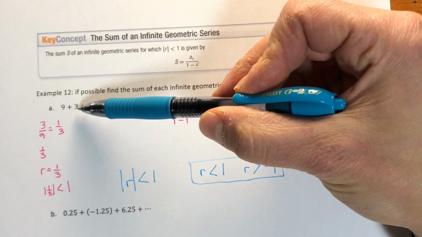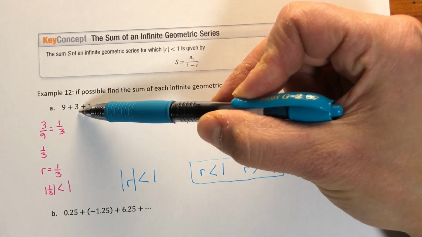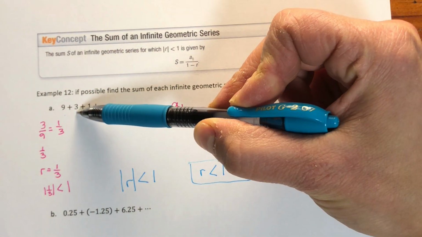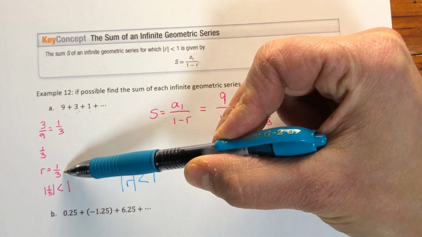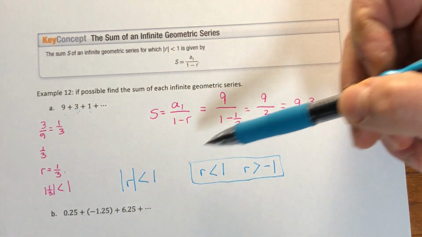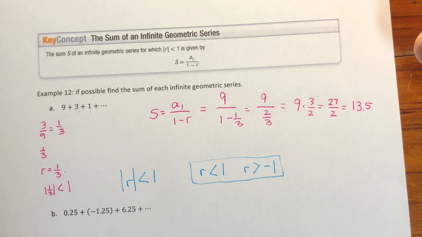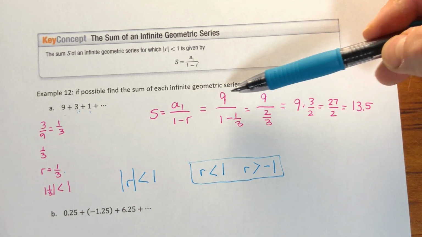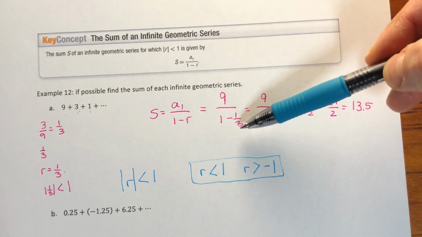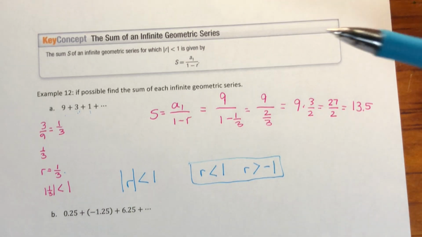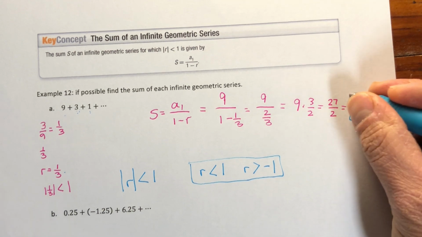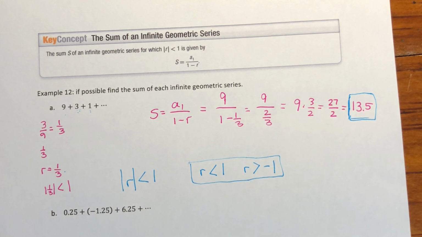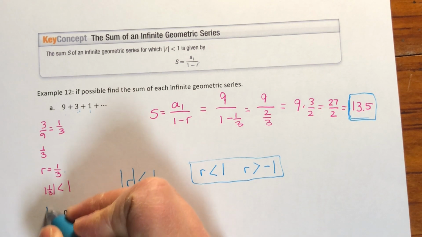So if we look at this one, the first thing you need to do is find the common ratio. 3 divided by 9, again, a good practice, 1 divided by 3. We see that r is 1/3, and that is going to meet our restriction. And because this is happening, plug in the first term, plug in your r, here you go. The sum of the series is 13.5. B1 is for you.